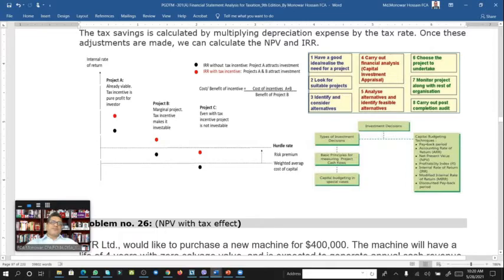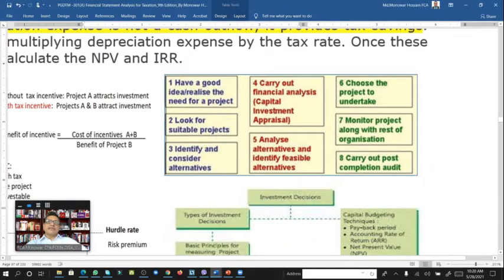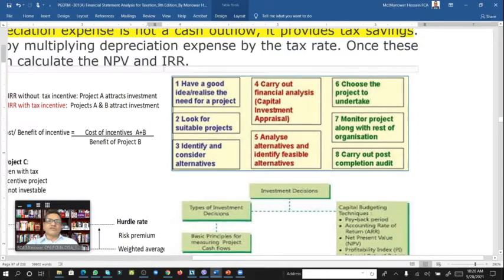So here, this is also again how to take a project within a company: have a good idea, realize the need for the project, and look for the suitable project. Then this is the cycle of the project choice. Choose the project, identify and consider alternatives, then carry out financial analysis.